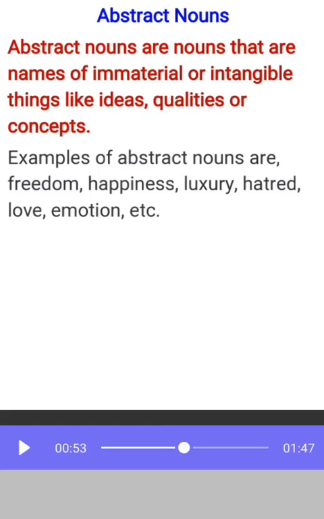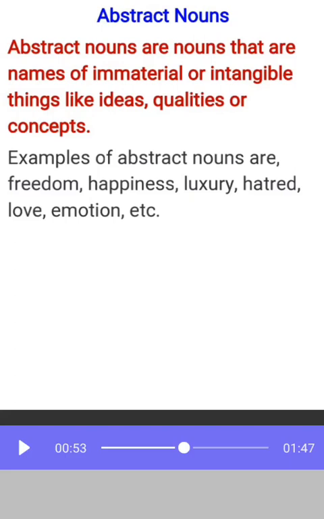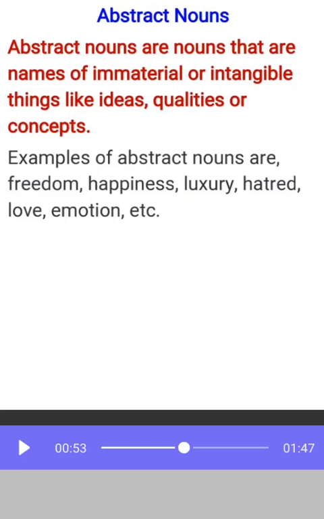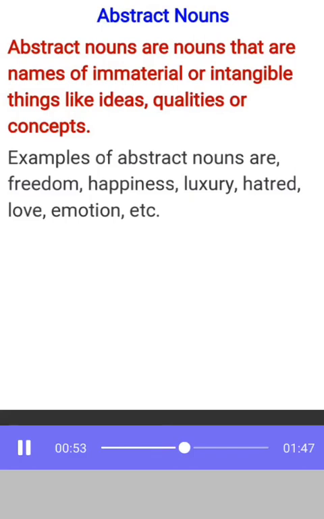Examples of abstract nouns are freedom. Freedom is not an object, it's not material. Instead, it's a concept. Happiness, luxury, hatred, love, emotion. These things, you cannot touch them. They are not material things. Instead, they are qualities. And so, names of qualities are abstract nouns, whereas names of objects are concrete nouns. So, names of qualities, ideas, or concepts are referred to as abstract nouns. And so, we want to take note of all of these.